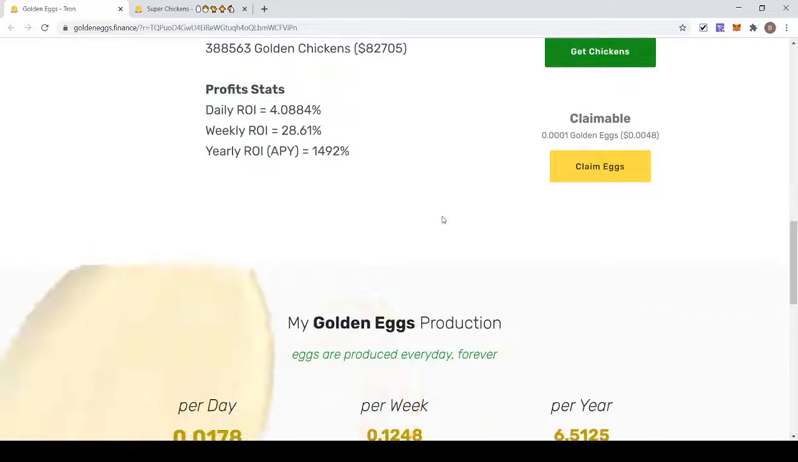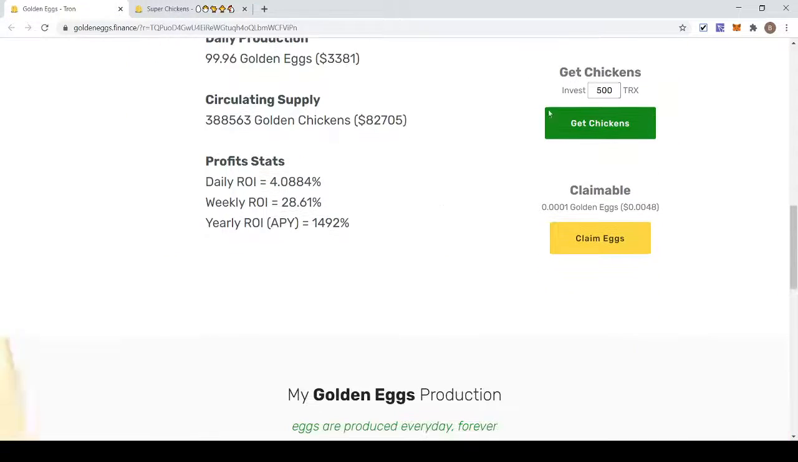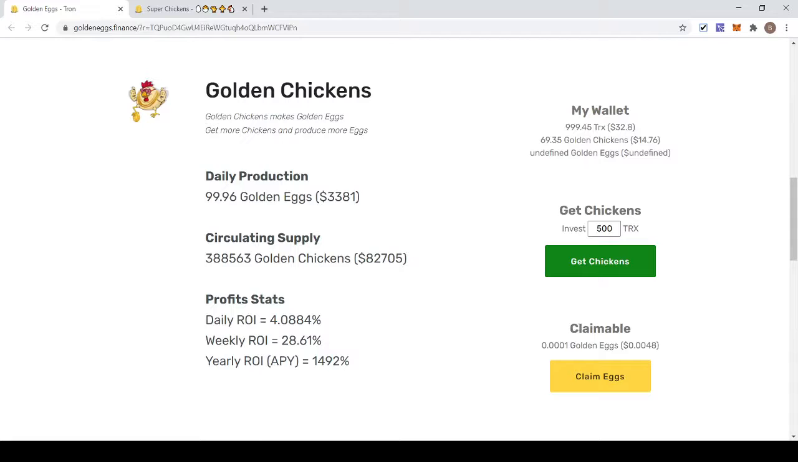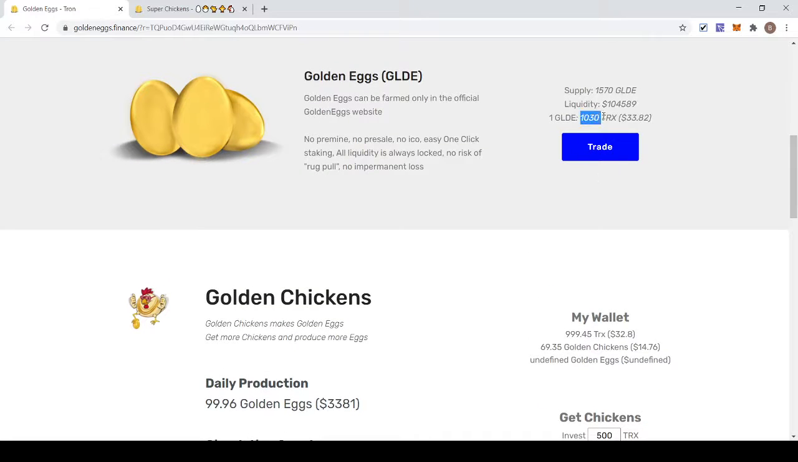Click the link in the description below to get to Golden Eggs. Deposit some TRX. Start mining your golden eggs. Each golden egg is worth about 1,000 TRX right now. That's really good.